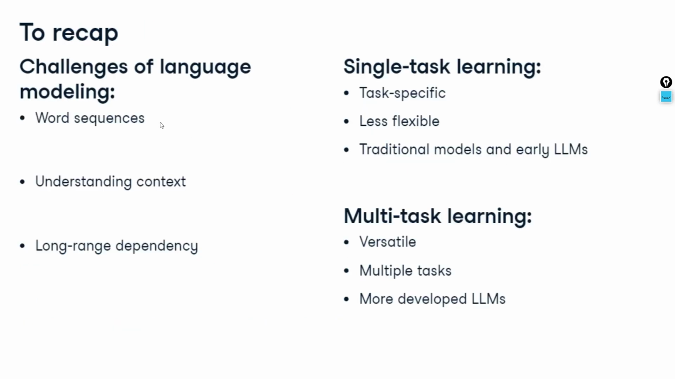To summarize, these are some of the challenges of large language modeling. Please remember these: word sequences, understanding the context, and long range dependencies. We also explored single task learning, which is task specific, so it is less flexible, and it is the traditional model and early LLMs, which did a single task. What about multitask? It's versatile, it can perform any task, multiple tasks, and it is more advanced LLMs.